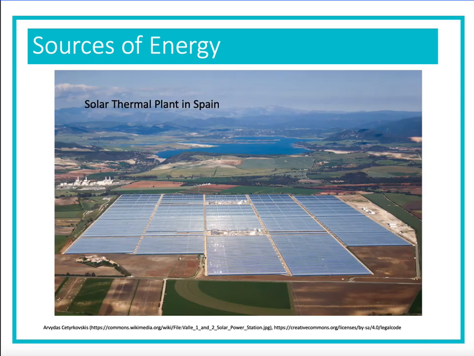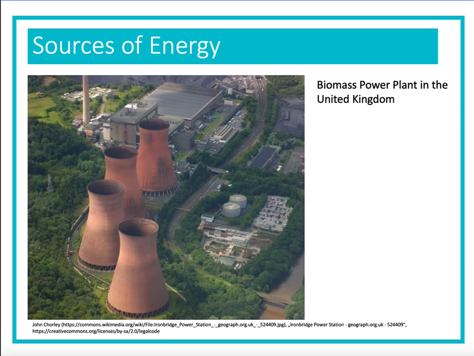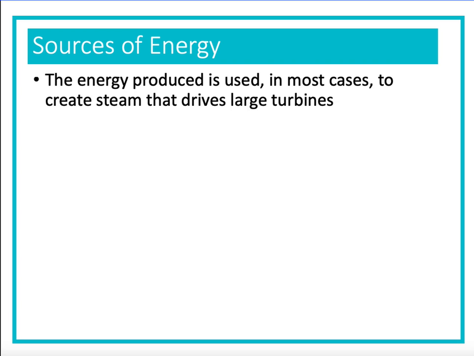There are solar thermal plants, which is actually a different kind of solar plant where there's a heating mechanism going on that is creating energy. There are natural gas power stations that take natural gas and turn it into electricity. And there are also biomass power plants, which basically burn trash. That's what they are, actually waste incinerators, and they use that to create electricity. So there are plenty of ways that electricity is generated.